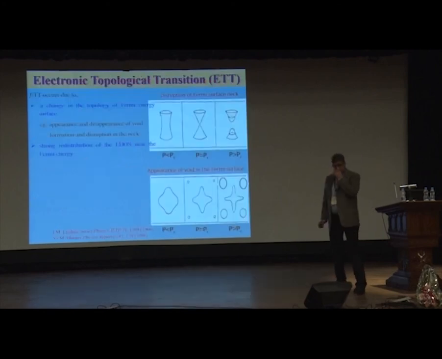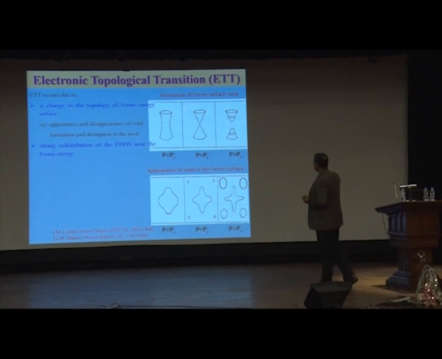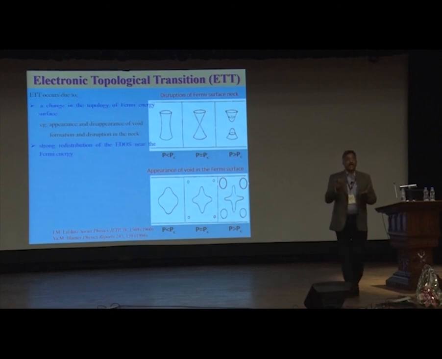Now, I want to recapitulate what we had told about electronic topological transition. So I wanted to give you an example of a topological transition. So basically, this is what I am saying, that at the Fermi surface, you have voids created. And these voids are going to be due to either pressure or temperature or composition or various other kinds of things which you can do. And it can create a topology change around the Fermi surface.